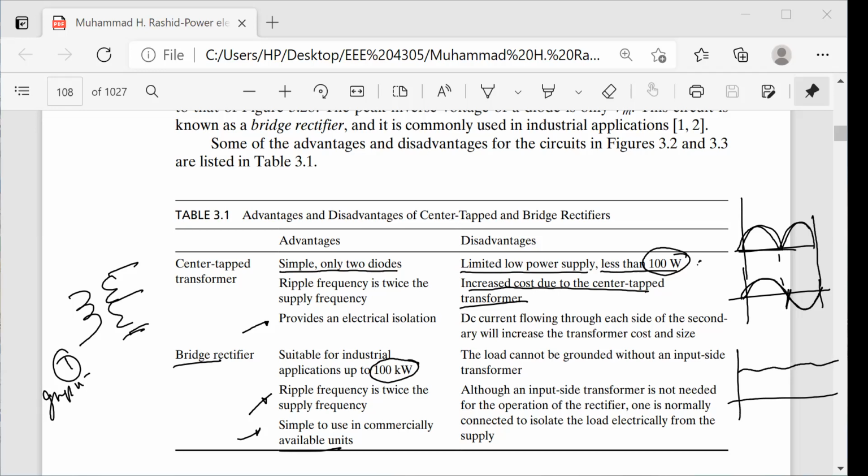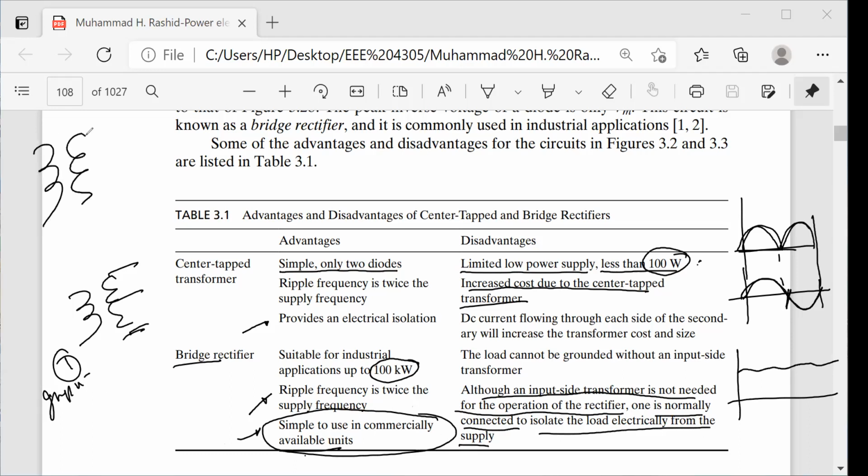So for commercially available units, if you go to the market and ask them, give me a rectifier of this rating, they will give you one IC-type thing. You can buy it very cheap. Although the input side transformer is not needed for the operation of the rectifier, one is normally connected to isolate the load electrically from the supply. For the bridge rectifier, we don't need the transformer, but you can use it to isolate the input side from your rectifier. Okay?